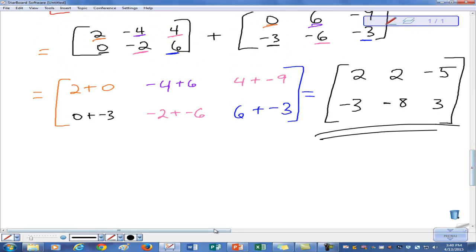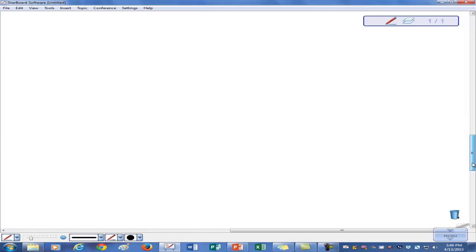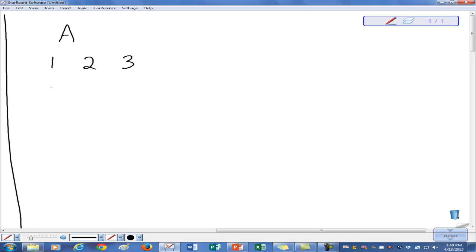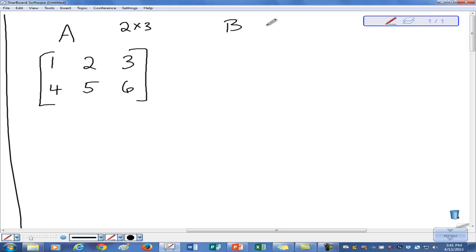Let me go to the next row because I want to make sure I have enough room. Alright, let's say we have matrix A. And let's say matrix A is 1, 2, 3, 4, 5, 6. Alright, and so we can say that matrix A is a 2 by 3. Now matrix B, that is going to be a 3 by 2.